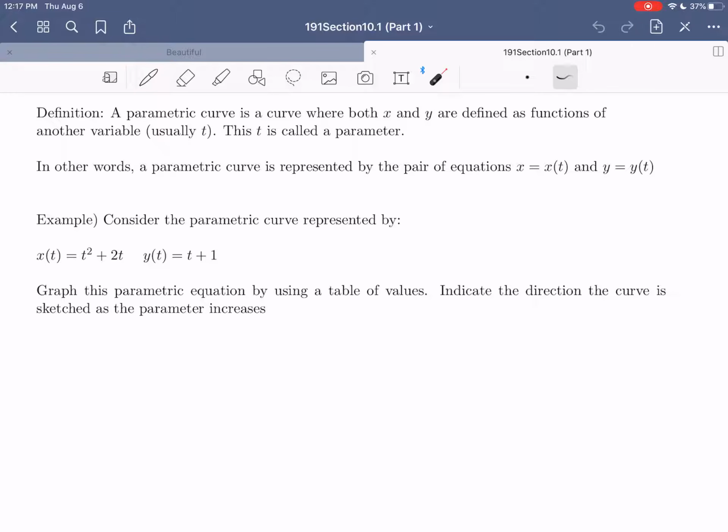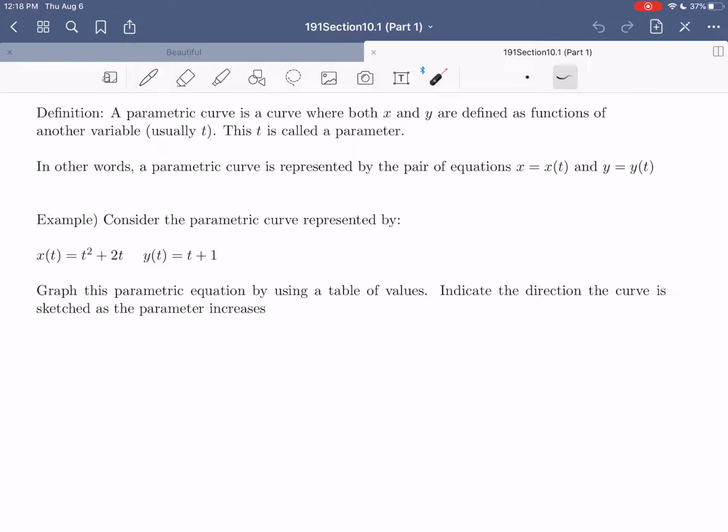So we've got the parametric curve represented by x of t is t squared plus 2t, and y of t is t plus 1. What we're going to do is go very, very old school, way back to when you first started learning graphing, probably back in an algebra class. We're going to try to graph this parametric equation by using a table of values. And as we do this, not only are we going to sketch out the curve, but we're going to indicate the direction the curve is sketched out as the parameter increases.